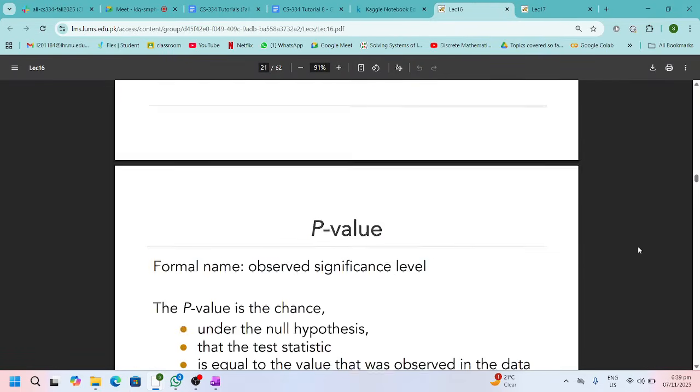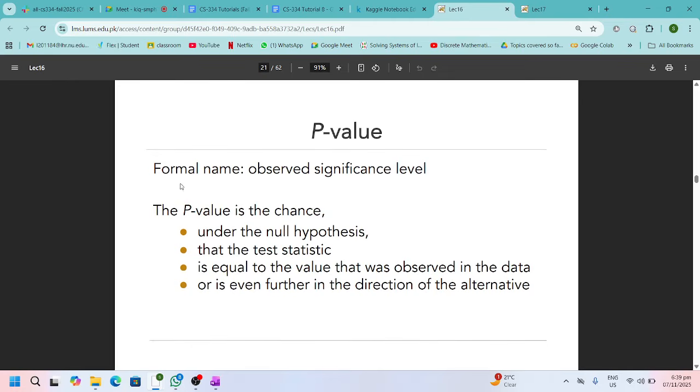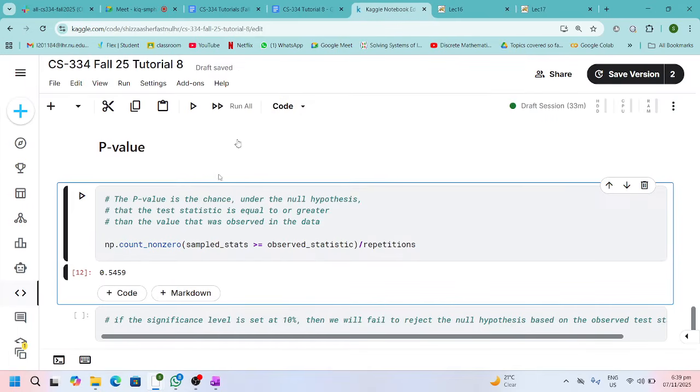Just remember the root of it, where it stems from. I will show you the formal definition now. The p-value is the chance under the null hypothesis. Under the null hypothesis means that you assume the null to be true, that the test statistic is equal to the value that was observed in the data or is even further in the direction of the alternative. If we break this down further, you can say that it is the chance under the null hypothesis that the test statistic is greater than or equal to the value observed.